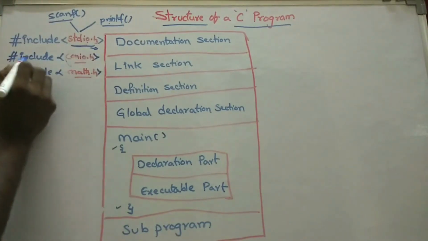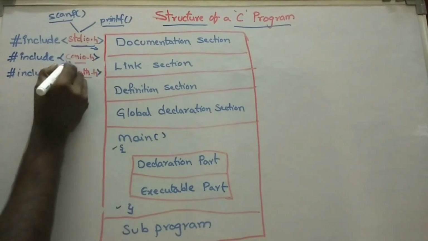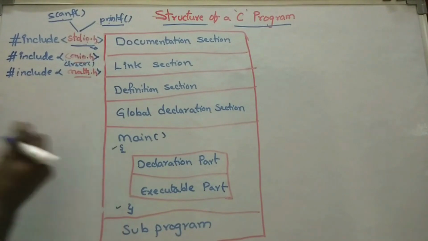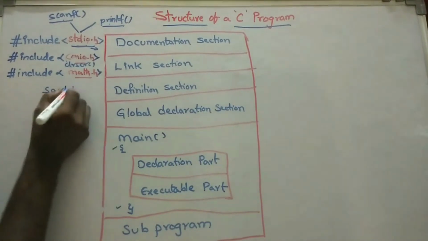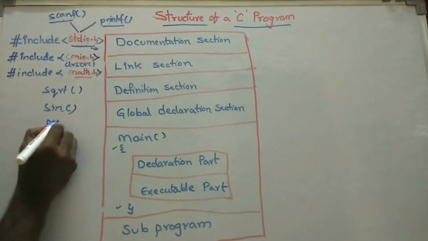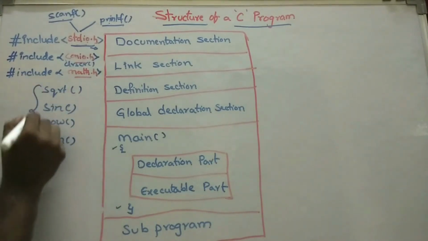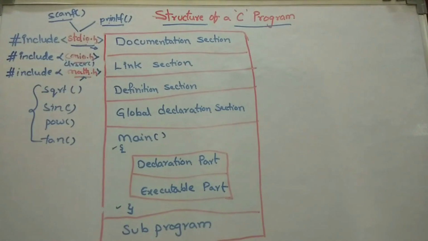Right? In the same way, if I include conio.h, meaning console input output, what is the need of this header file? Suppose I want to use the clear function. And when can I use the math header file? If I want to perform any mathematical operations, suppose I want to find the square root, the sine function, the power function, or the tan function, then I include the math header file.